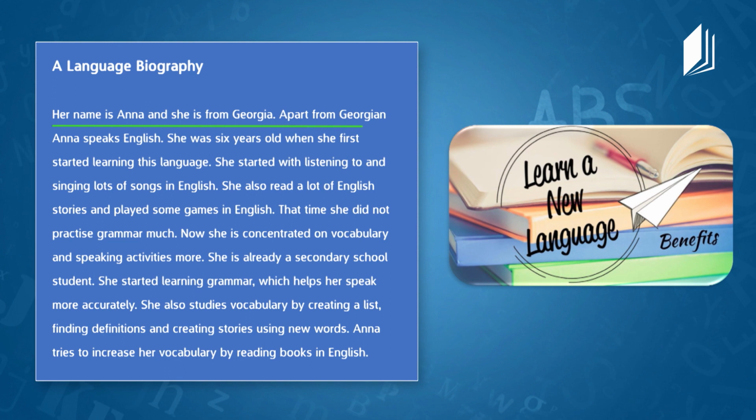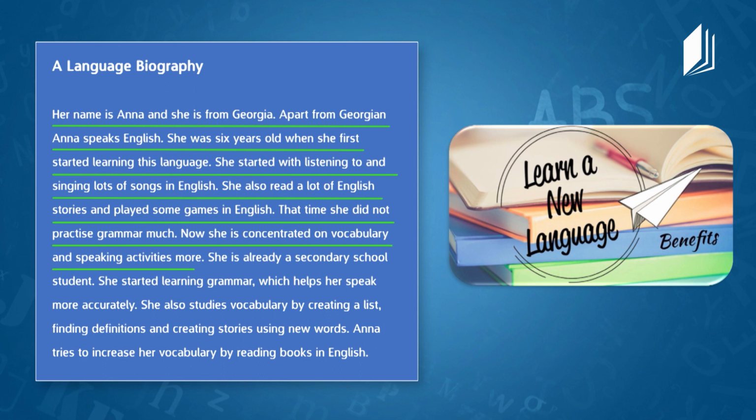Apart from Georgian, Anna speaks English. She was 6 years old when she first started learning this language. She started with listening to and singing lots of songs in English. She also read a lot of English stories and played some games in English. At that time she did not practice grammar much. Now she's concentrated on vocabulary and speaking activities more.